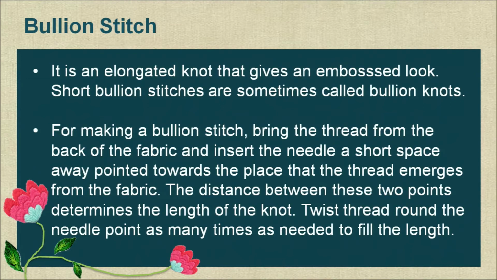For making a bullion stitch, bring the thread from the back of the fabric and insert the needle a short space away, pointed towards the place that the thread emerges from the fabric. The distance between the 2 points determines the length of the knot. Twist thread round the needle point as many times as needed to fill the length. So it can even go up to 7 or 8 times, very similar to the French knot, and then you bring back. So now we'll see how this particular stitch is done.